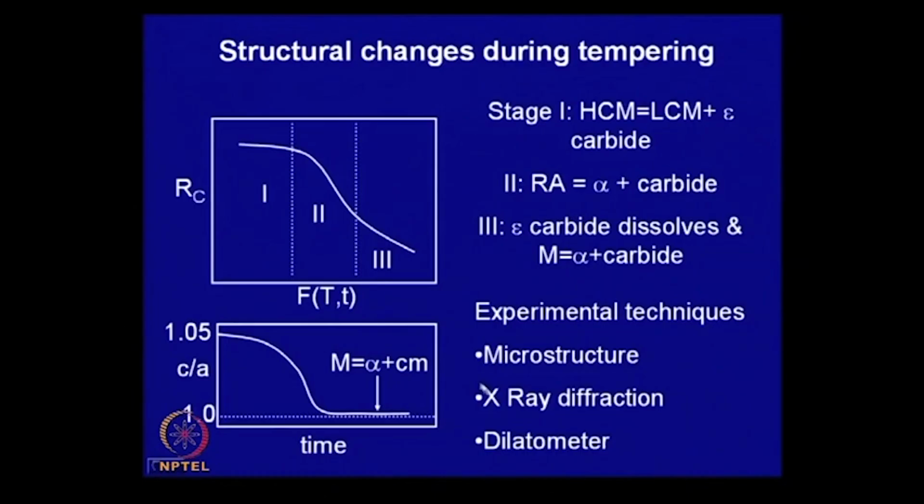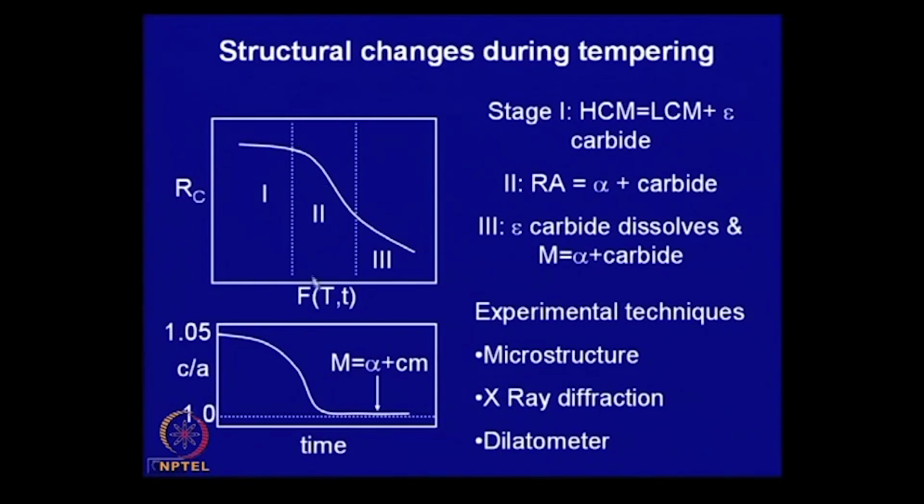to follow the tempering kinetics. And in this particular case, if you are at the third stage and look at the X-ray diffraction pattern, you will see, apart from the diffraction lines coming from ferrite, the diffraction lines coming from cementite, which are characteristic of cementite.